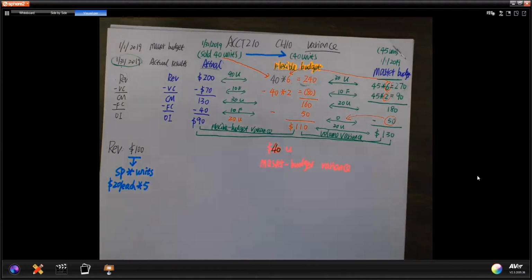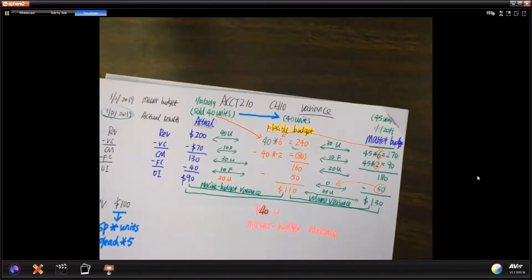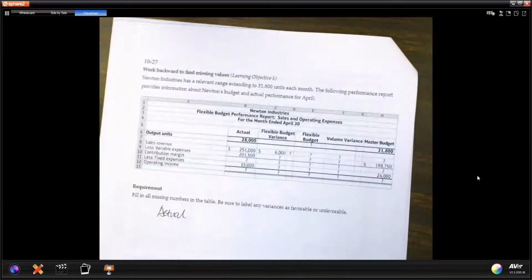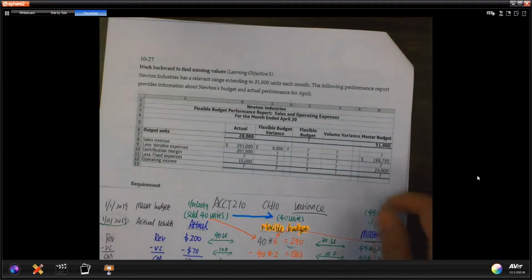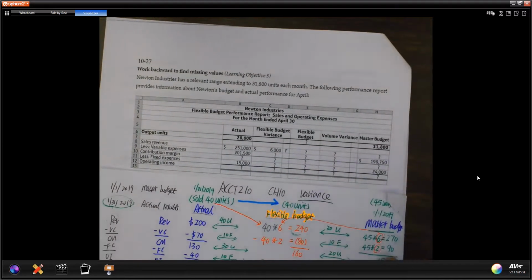But I want to go ahead and do the question, my accounting lab question with you. So let's go to page 8. Okay, I'm not going to read the question, but I just use this example here to show you my steps.